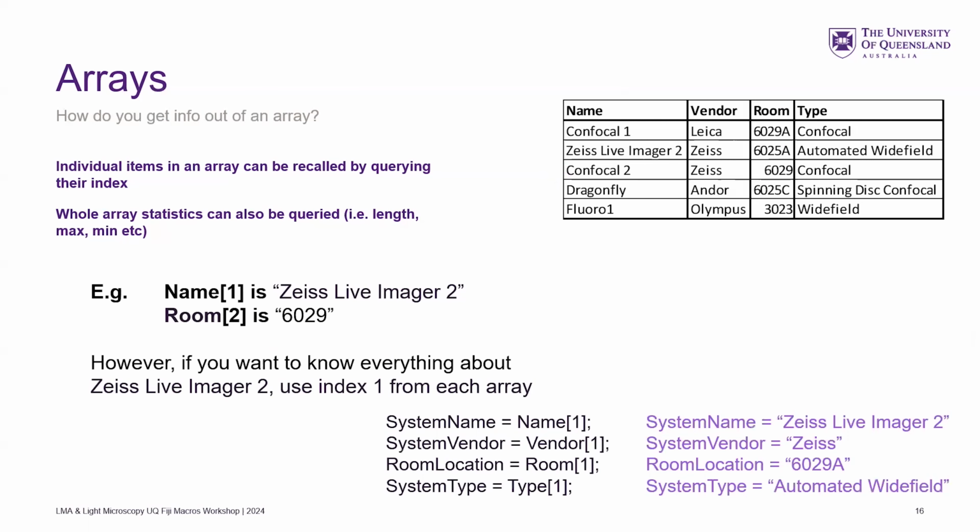Cool. And so if you wanted to know everything about this one, the Zeiss live imager 2, you would say system name equals name of 1, which would then resolve to that, right? And then the system vendor would resolve to that. Now I've been naughty and not called them I and S and things like that. But here, name is the array on the table, but then system name, we could have a variable called that would populate with this, right?